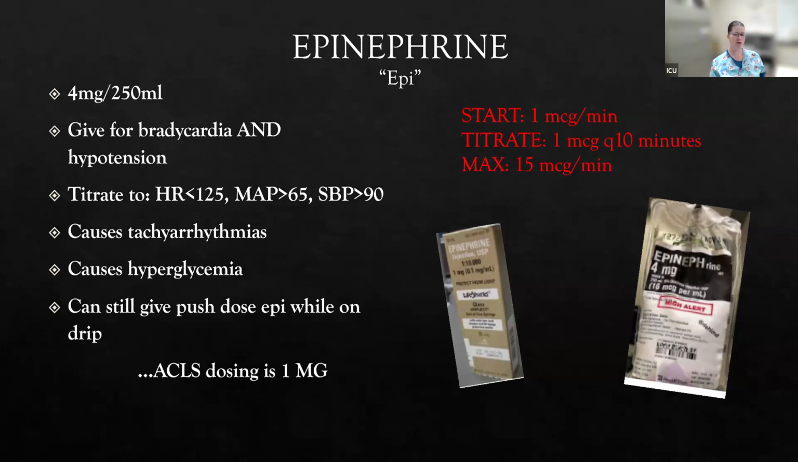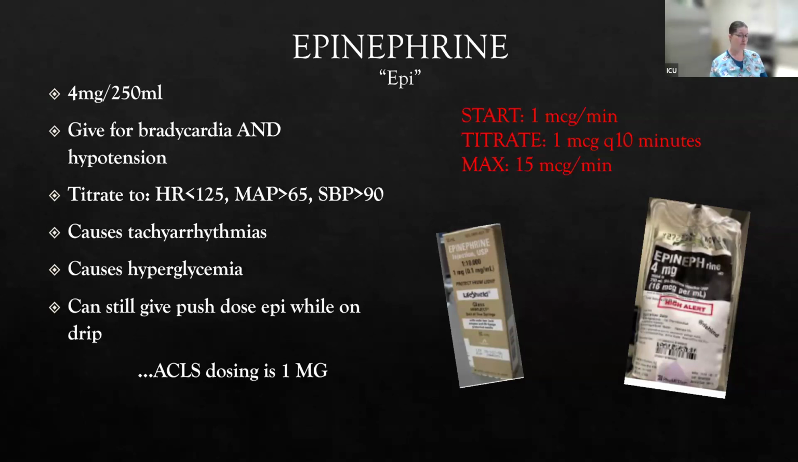And it may vary a little. You may have a heart rate of 100. Your MAP is 66. Your systolic may still be 88 or 92. So these aren't like hard and fast rules. They're just kind of a guide. Okay. This can definitely cause tachyarrhythmias. It can also cause hyperglycemia. So you want to monitor that.